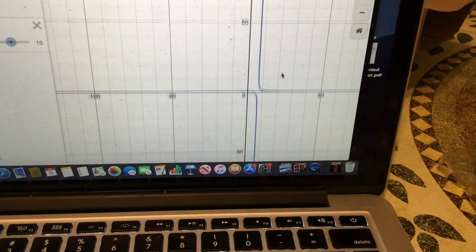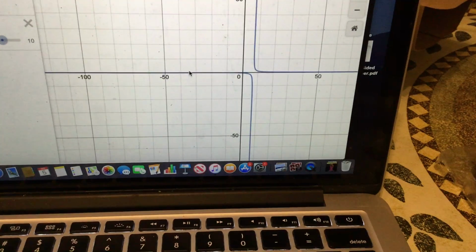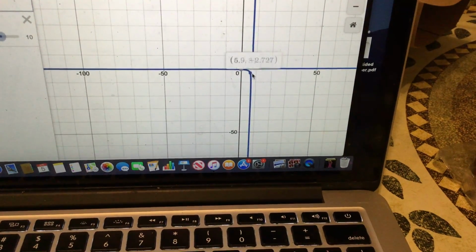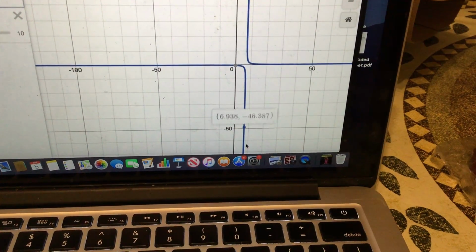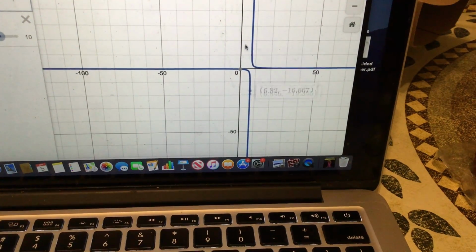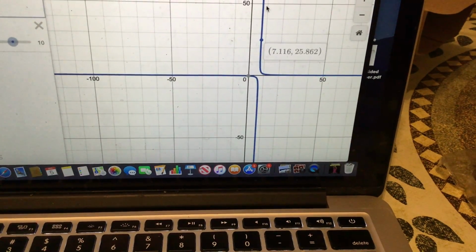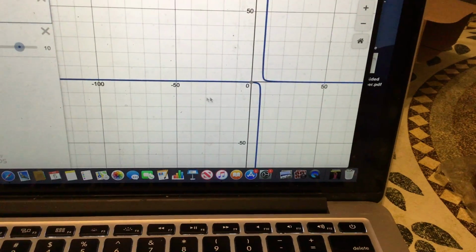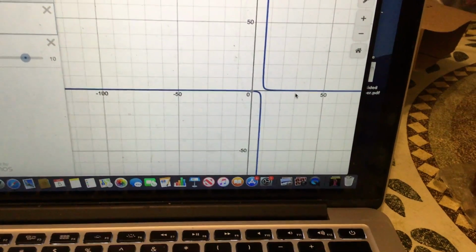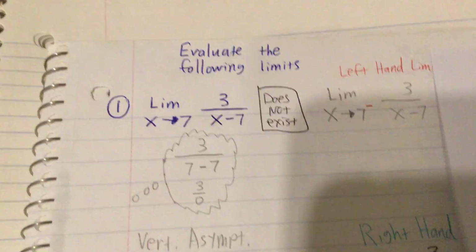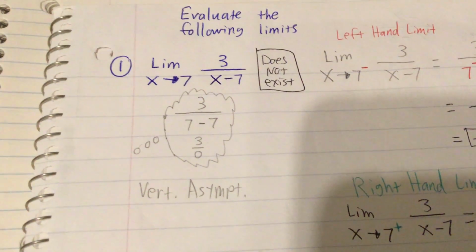So I look at this vertical asymptote. From the left side of 7, it wants to go to negative infinity. And from the right side of 7, it wants to go to positive infinity. Therefore, they don't agree on where they're intending. So the limit as x approaches 7 for this problem does not exist. Okay?